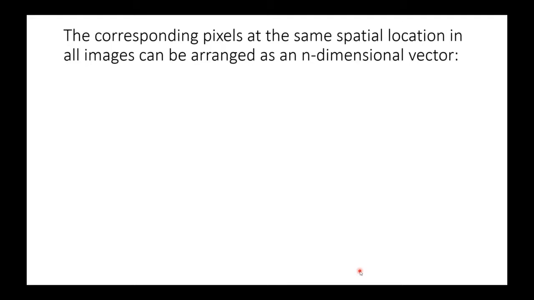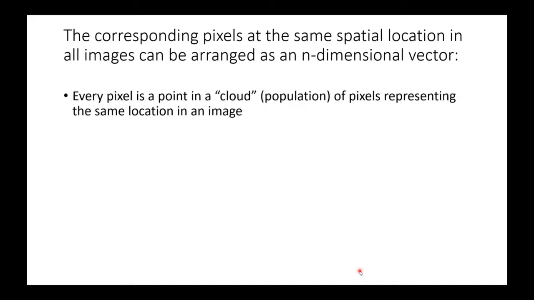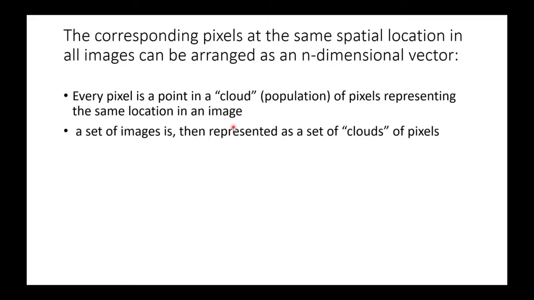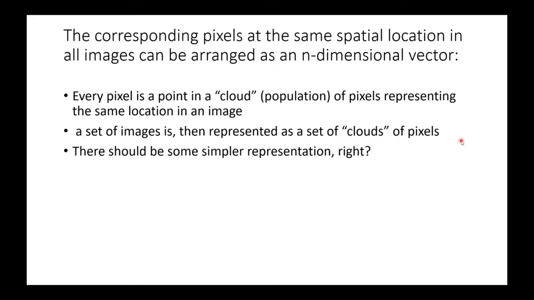So following more on this idea, the corresponding pixels at the same spatial location in all images can be arranged as an n-dimensional vector. Then every pixel is now a point in a cloud. It's basically a population of pixels representing the same location in the image. So a set of images is represented as a set of clouds of pixels, as a set of populations of pixels.